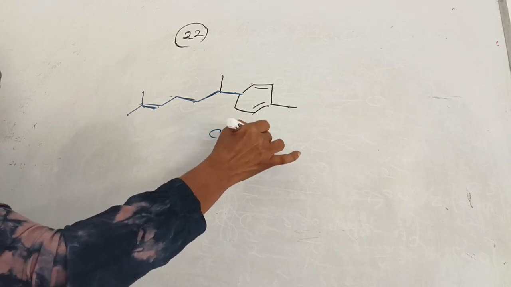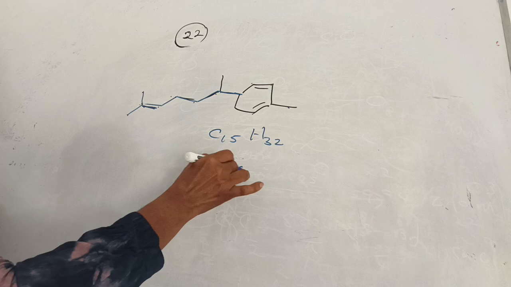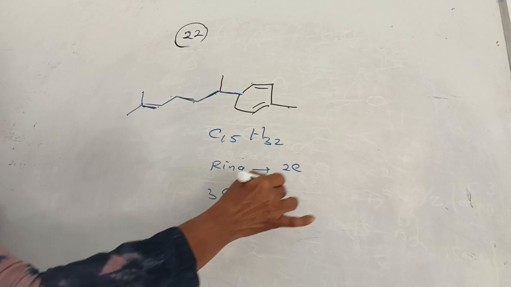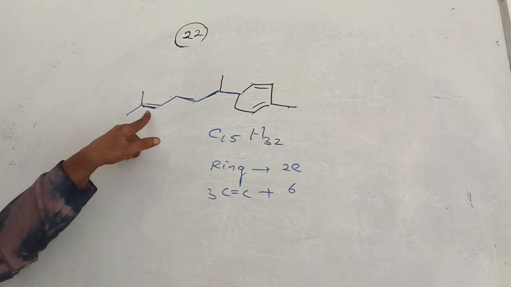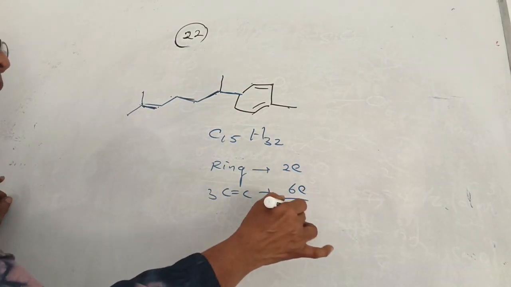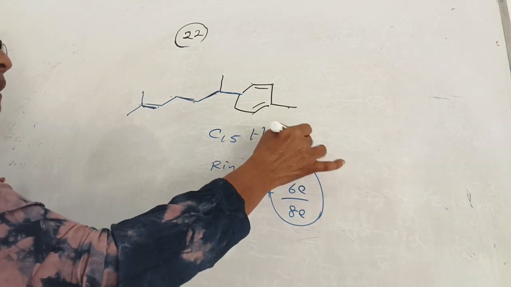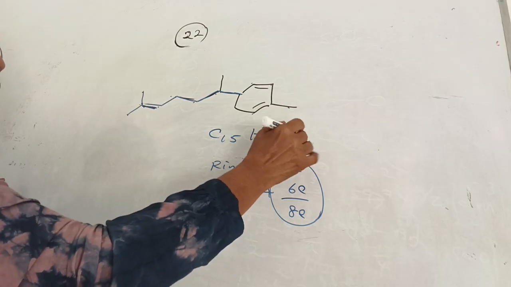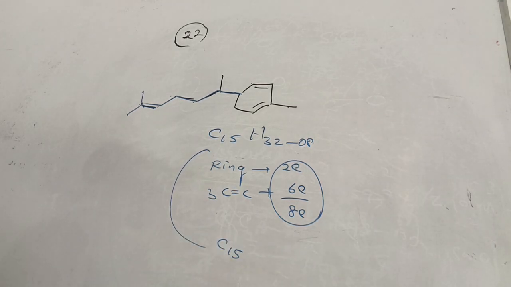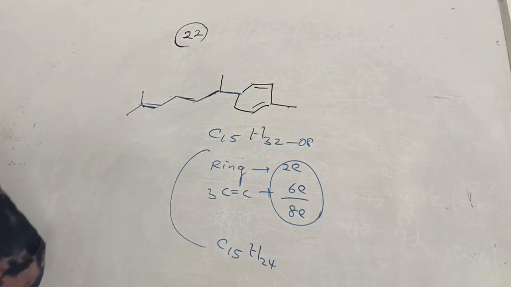2n plus 2 is 32. Because of the ring structure, we should remove 2 hydrogens, and for the 3 carbon-carbon double bonds another 6. We take 2 per double bond: 2, 4 and 6 are removed. When 8 are removed from 32, the structure comes with the formula C15H24. So it's an easy way of calculating the value, rather than counting one by one.